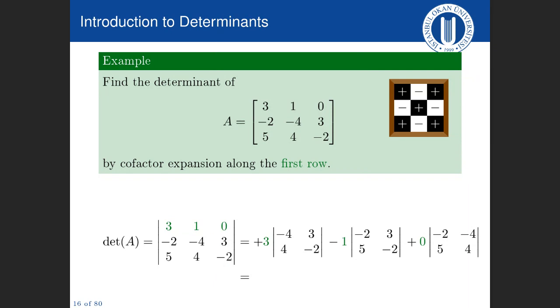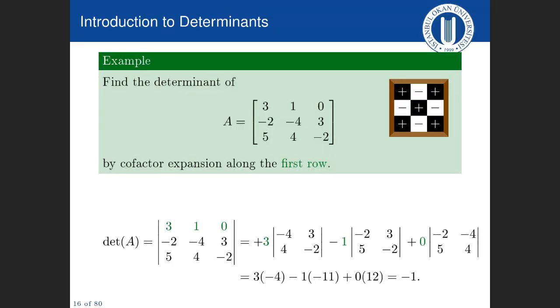So that's three 2 by 2 determinants we need to calculate. And I'll leave this for you to check. Check that after we calculate these three 2 by 2 determinants and put them into the calculation, the answer that we get is minus 1.